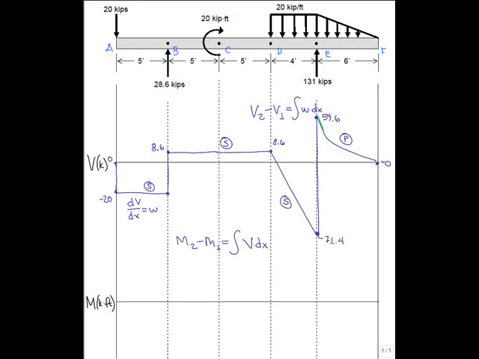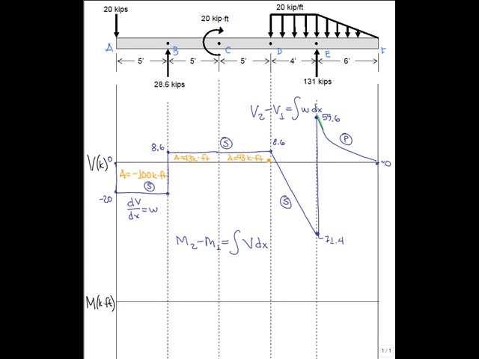So let's go ahead and find the areas now. The area of this first shape, it's a rectangle. Negative 20 kips times 5 feet gives us an area of negative 100 kip feet. This next portion between B and C has an area of 43 kip feet, as does this area between C and D. Positive areas because they are above the axis.